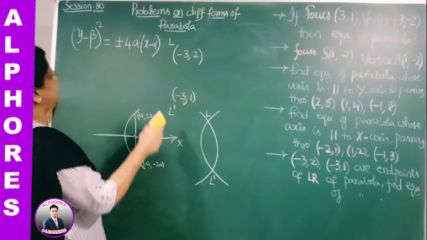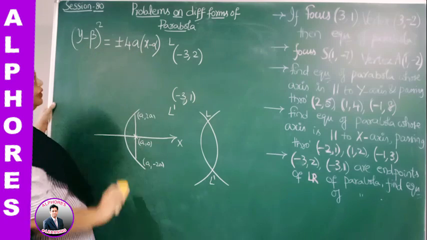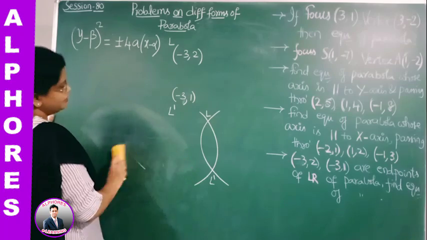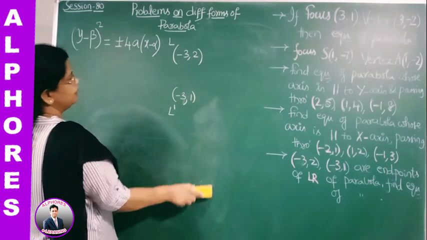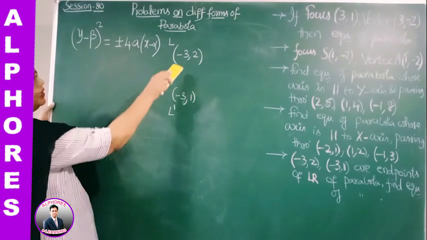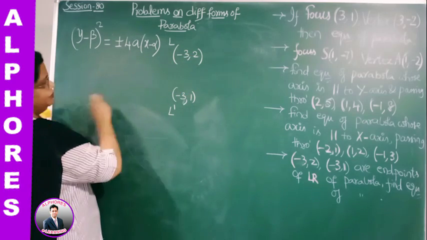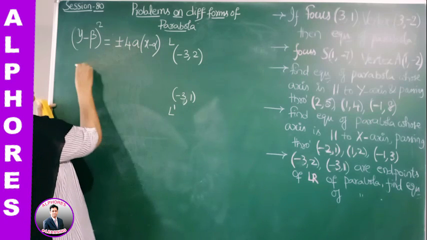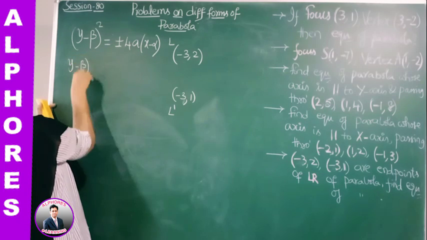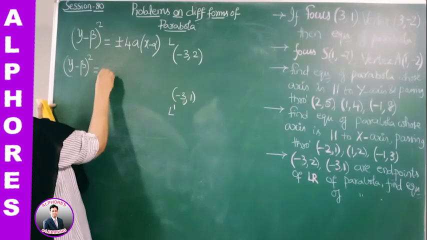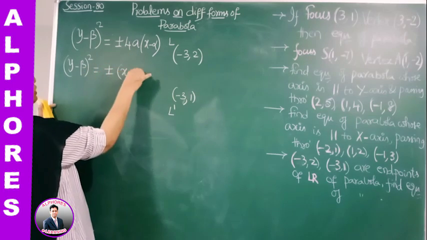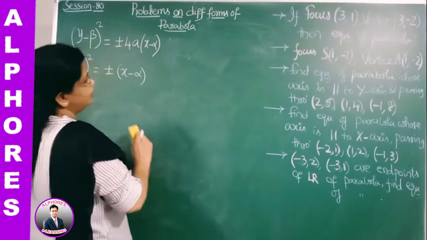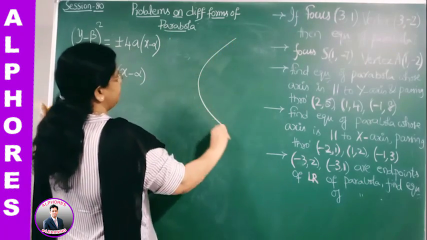So what to do here? The unknown values are alpha and beta, whereas lengthwise you can treat it as the same value. So what is L L dash, students? That L L dash is 1 unit. Okay, that means 4a is exactly 1, because if you use the distance formula, now you can get 1. Then what about this value now? y minus beta whole square is equal to 1 times plus or minus x minus alpha. Okay, now what about alpha and beta? That is our requirement. Then how to solve for those alpha beta values?